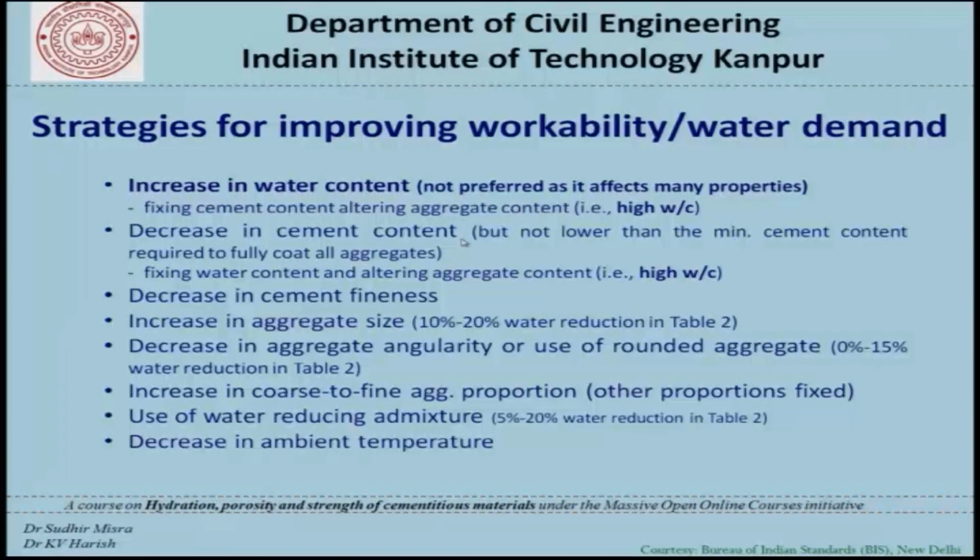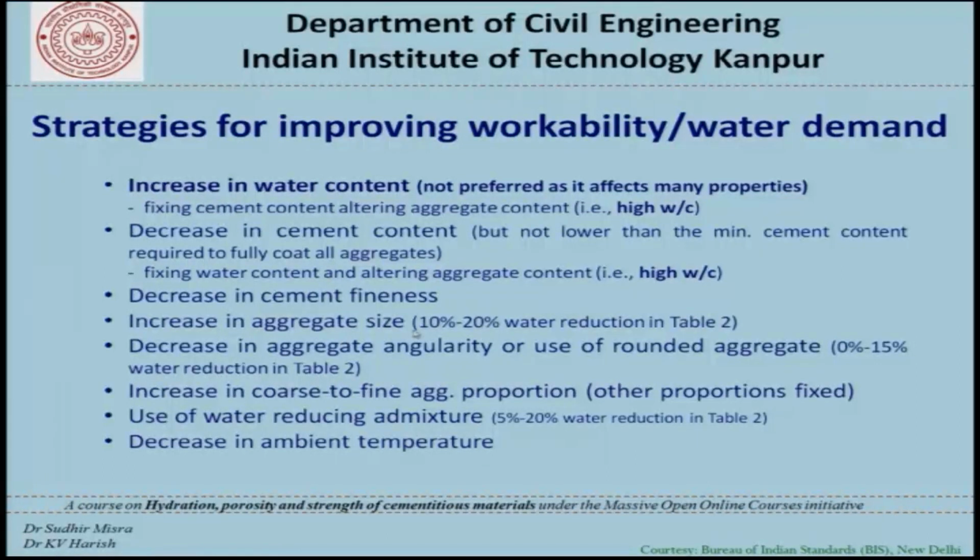The second one, decrease in cement content, can be done, but not lower than the minimum cement content required to fully coat all aggregates. One has to be very careful because a minimum cement content is required so that it can coat the surfaces of the aggregate and ensure mechanical interlocking. We cannot lower the cement below the minimum that is specified. This is usually done by fixing water content and altering aggregate content, thereby we can get a high water to cement ratio.